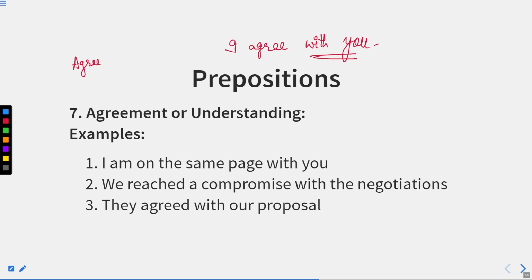For example, I'm on the same page with you. On the same page refers to being of the same opinion. We reached a compromise with the negotiations. They agreed with our proposal. It means they showed their consent in a positive manner to us. So this is how we can use the preposition with to show agreement or understanding. Now let us move to the next one.